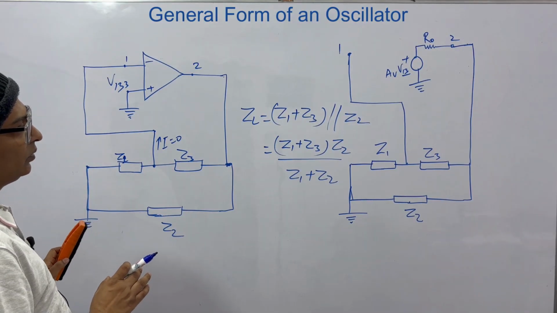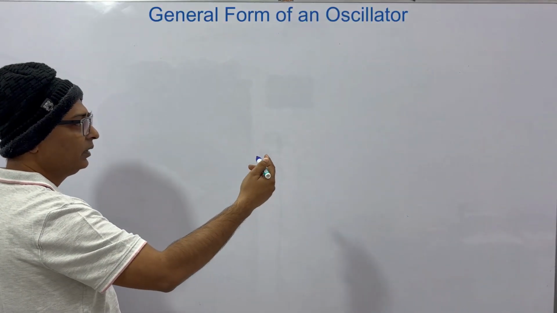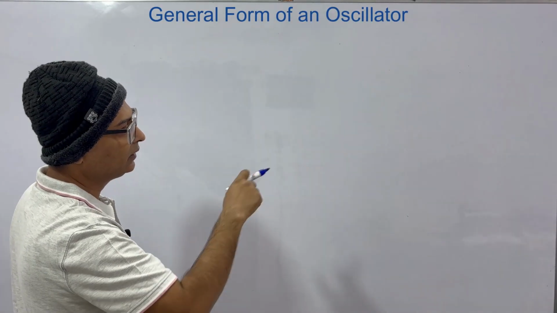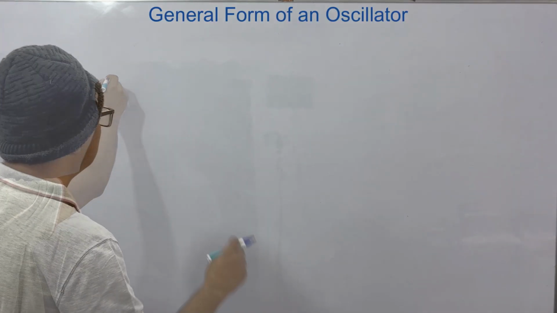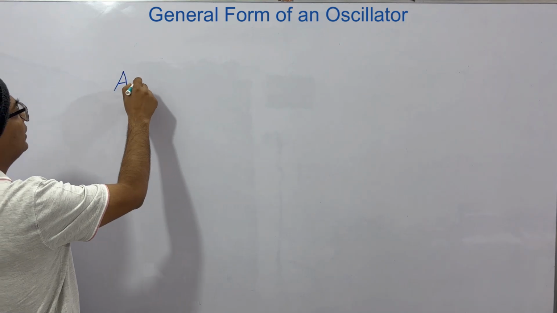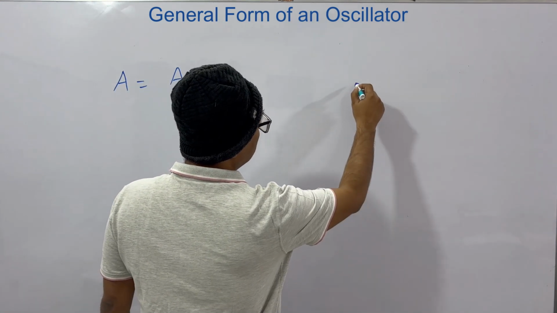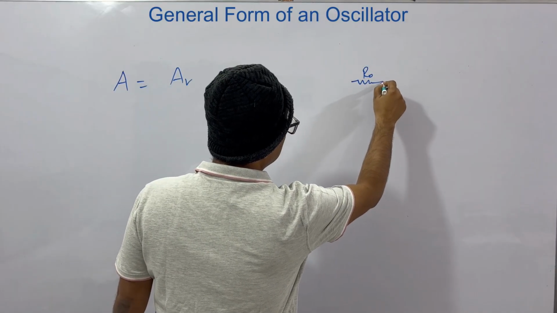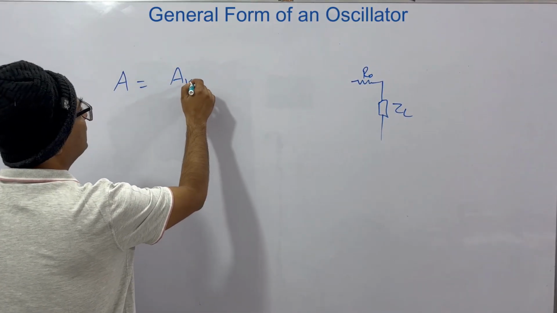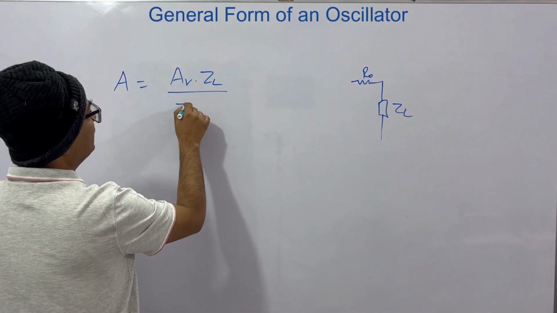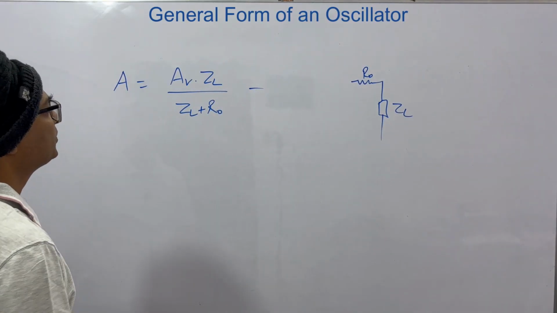So clear up to now? Then we'll proceed further. Now if you have any confusion, you can go back and see the picture. I have rubbed the board because I have to write equations. The gain without feedback is what? AV into ZL and RO. See, this was RO and this was basically ZL. So this is actually AV into ZL by ZL plus RO. Okay, so this expression you should keep in mind.